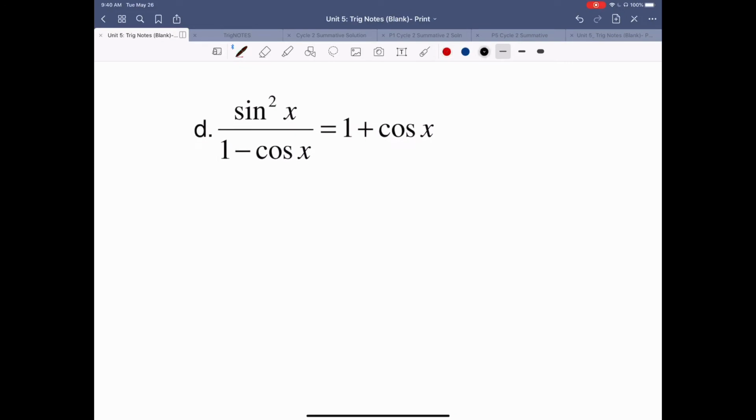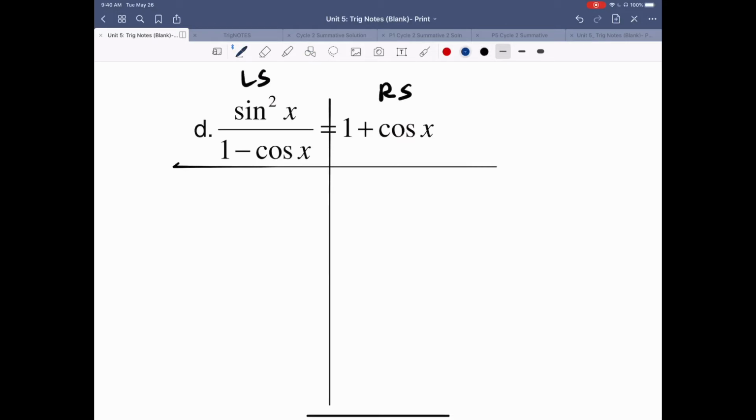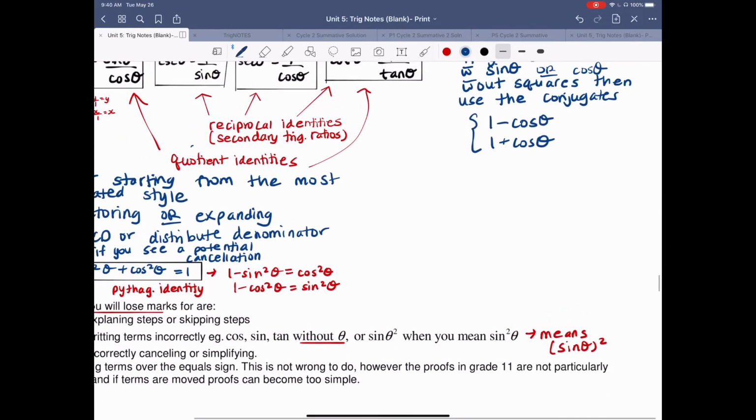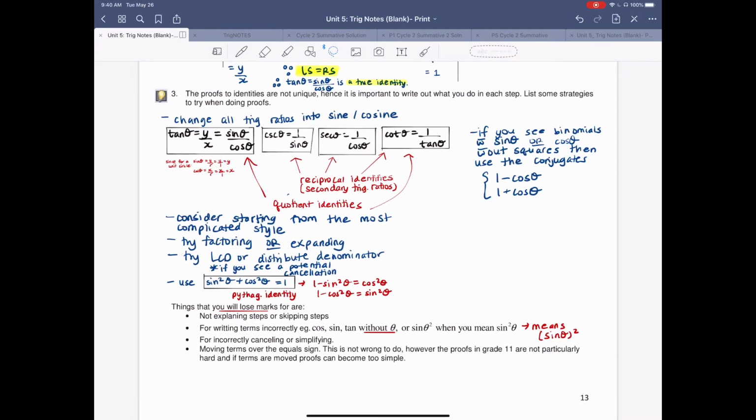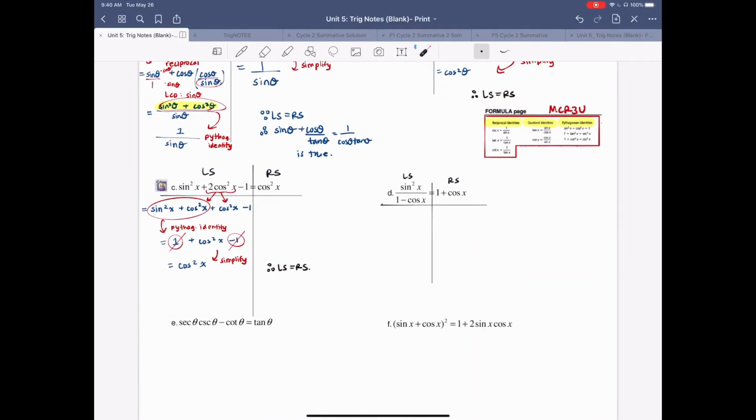Part D, we have our left side, right side. So my left side looks more complicated than the right side, but I'm noticing that cos x does not have the squared on it. So it's a case where I have these binomials. If you see binomials with sine theta or cos theta without squares, then use the conjugates. So let's interpret what that means.